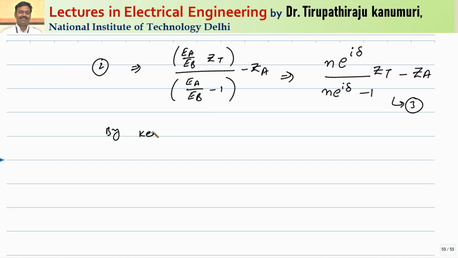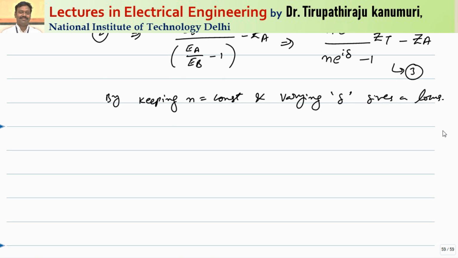So by keeping N as constant and varying delta gives a locus. So gives a locus of something. So let us see how the locus will come.